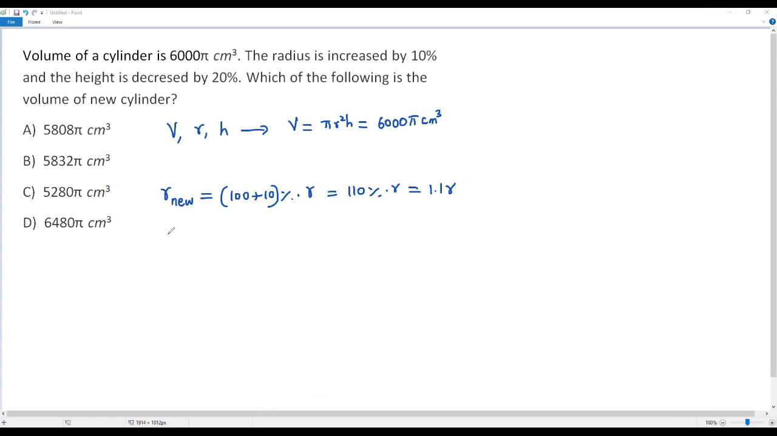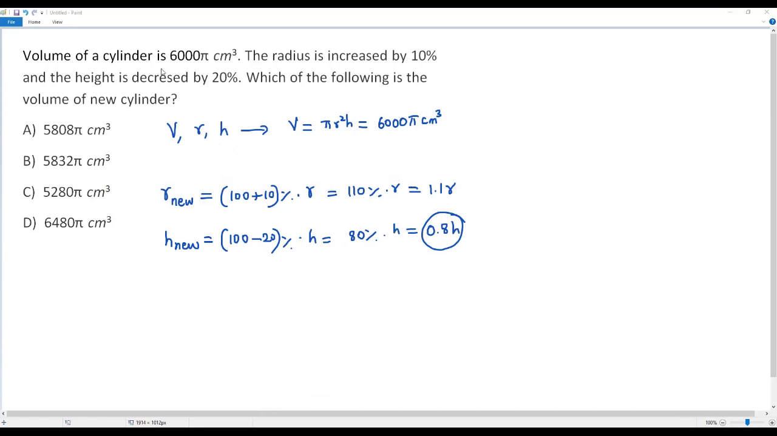Let's get the height of the new cylinder. To get the height of the new cylinder, we have to decrease the original height H by 20%. Since we decrease it by 20%, we have to subtract 20 from 100. That is 100 minus 20%. Here we have to take the original height, that is H. 100 minus 20 is 80, that is 80% times H. The decimal form of this 80% is 0.8. That is, we have 0.8 H. Here I got the height of the new cylinder.